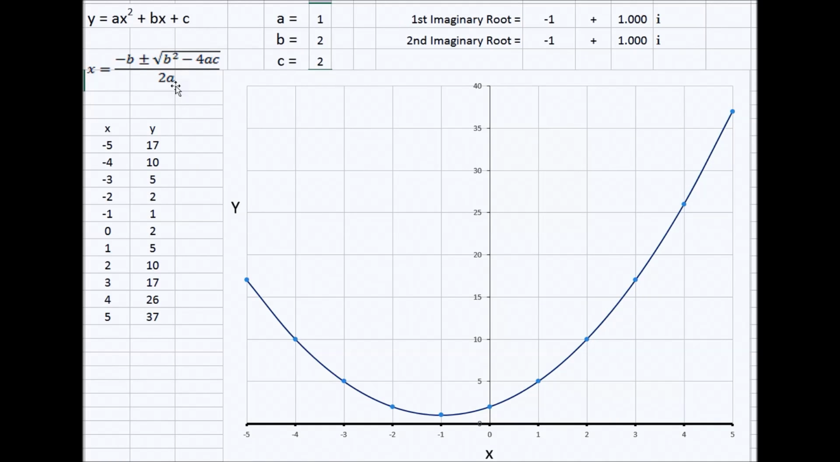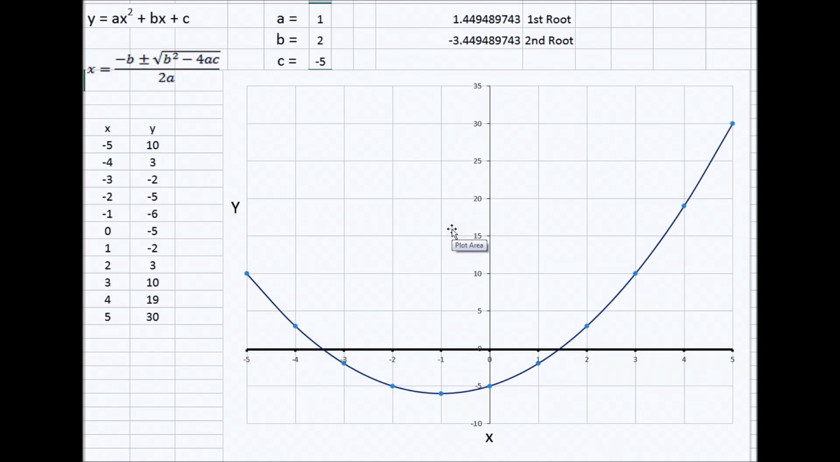Now, the roots of a quadratic equation are the values of x where the curve goes through the x-axis. And you can see this curve does not go through the x-axis. It doesn't intersect the x-axis. So let's make c a little smaller so that it does. Let's make it minus 5. Okay, and you can see it goes through the x-axis here and here.